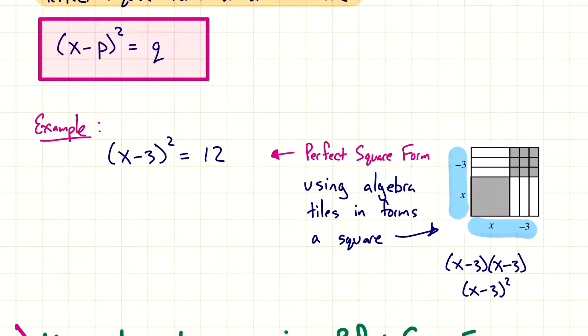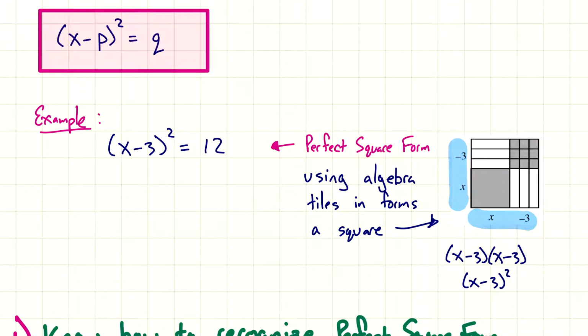If we use algebra tiles, there's a typo in here, but the algebra tiles help us picture what this would look like. x minus 3 squared is really the same thing as x minus 3 times x minus 3, which, if we think about it, is us multiplying like our area model, x minus 3 times x minus 3, which gives us this perfect square. So according to this, everything inside here should equal 12. That's giving you a visual of why it's called perfect square.